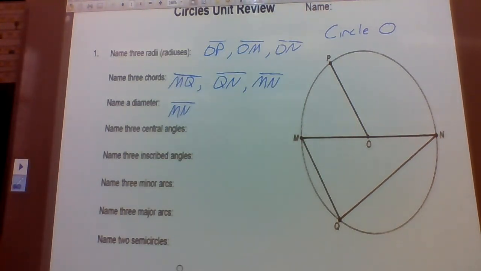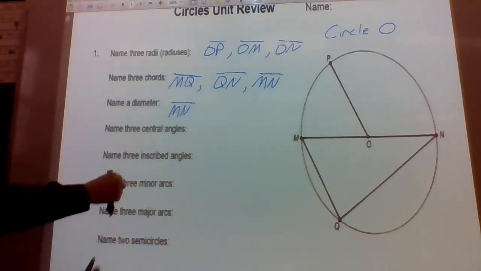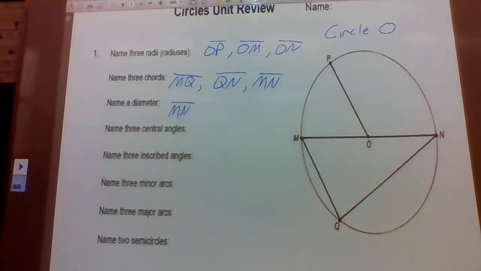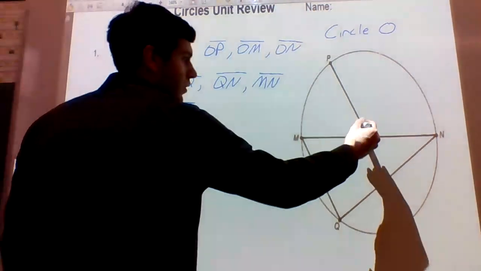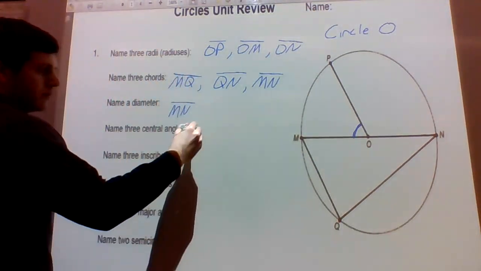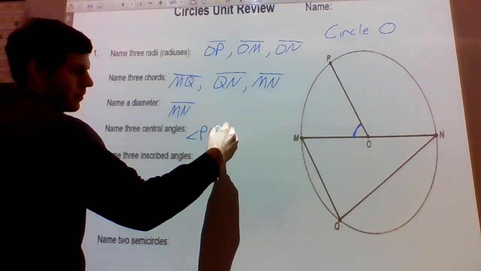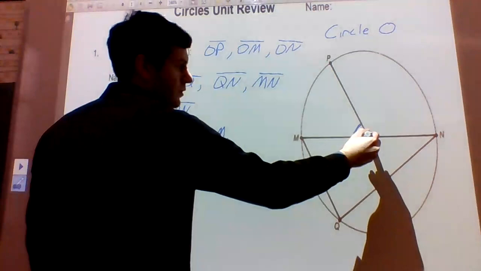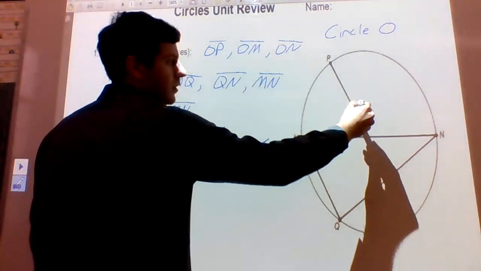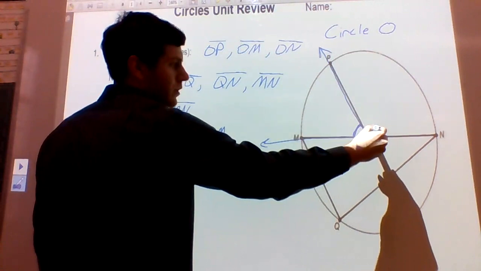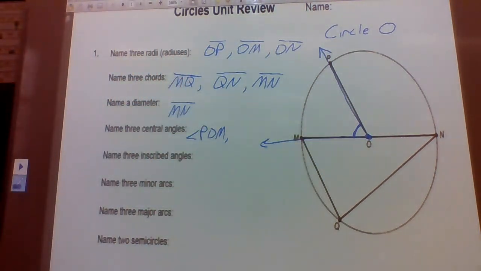We have 2 types of angles, central angles and inscribed angles. Central angles, the vertex of a central angle is the center. The vertex of an inscribed angle is on the circle. So our central angles here, we have angle POM. Okay, here's our central angle. So the vertex is O. O is the center of the circle, so it is a central angle.